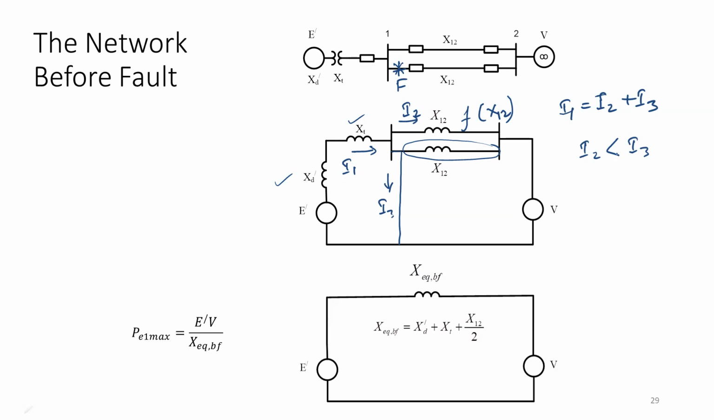How is I3 compared to I2? I3 is larger than I2. Fine, I accept that. But how much larger? It should be very much larger than I2. Almost all the current will go through that line.